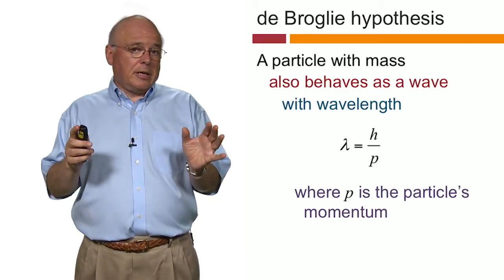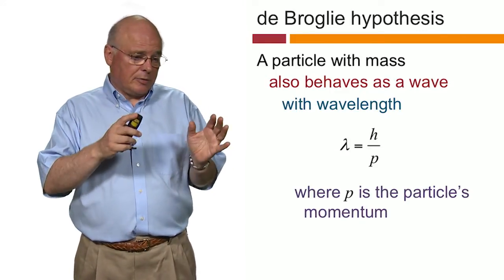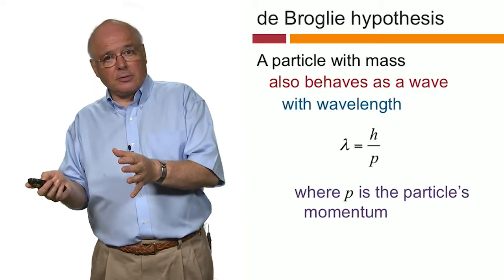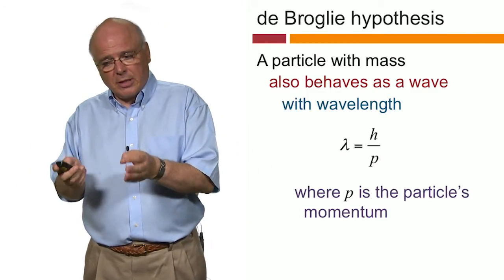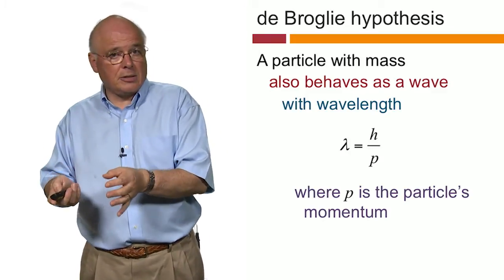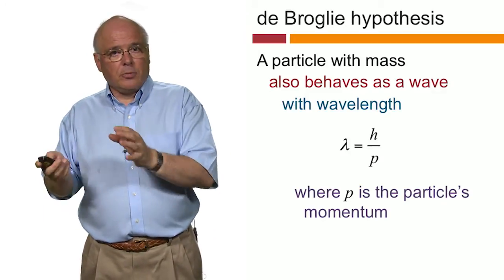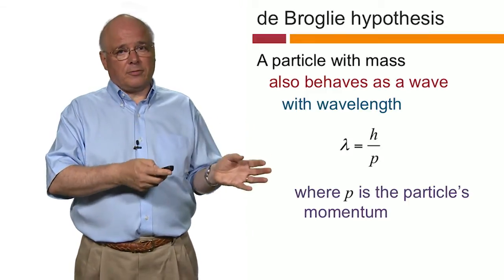Now, this idea of saying that, well, we had waves that we then decided were particles, that was light and the photon, then maybe if we've got particles, and specifically he was thinking of the ones that have mass, like electrons and so on, then we should think of those as waves.